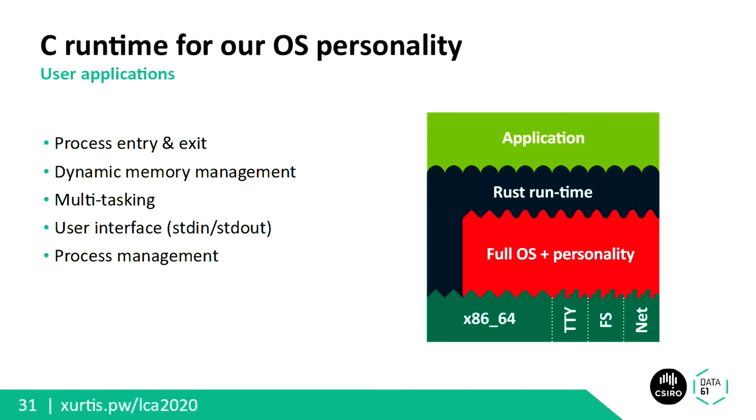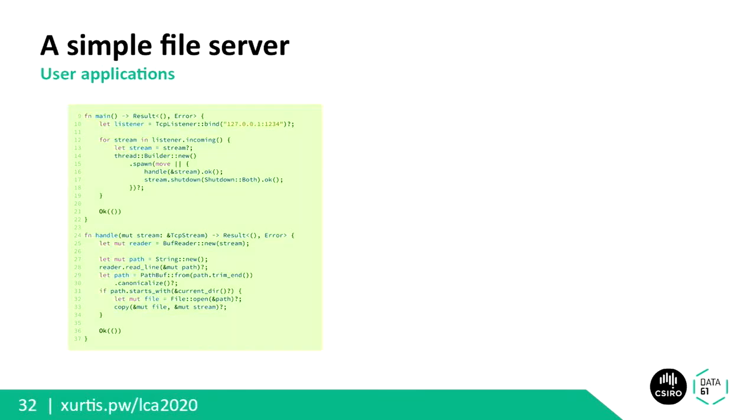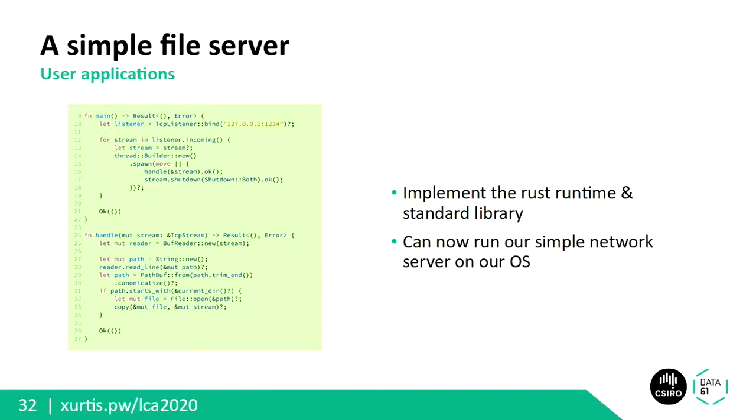We now have process management. We can just run processes that exist in our file system, which now includes all of our hardware devices. We can now start networking, open sockets for networking communication. So what we can do is if we implement a Rust runtime and the standard library and target it at our operating system personality, is we can just take the code that we wrote before for our file server, compile it using our implementation of the runtime, and it will execute on our operating system just as it would on any other major OS.